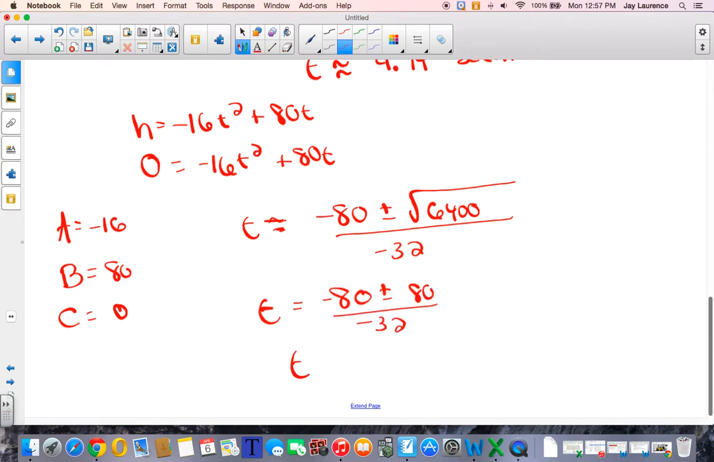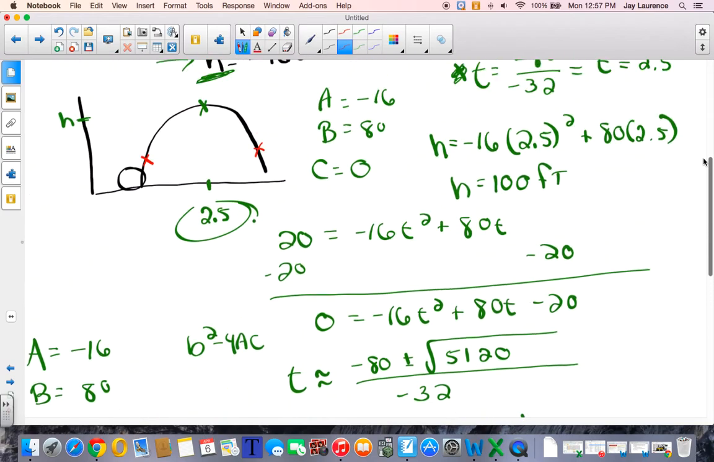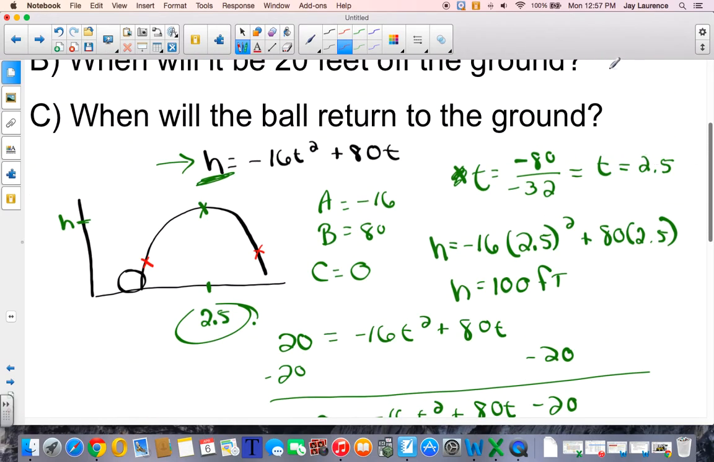One of these answers is going to be 0, which makes perfect sense because it's on the ground when the time is 0, before you've kicked it. All right, the other time is going to be 5 seconds. And that's the one that is really answering the question because it says when will the ball return to the ground. Okay, so we've got those answers, and this one was 5 seconds. All right, very good. One more problem here.